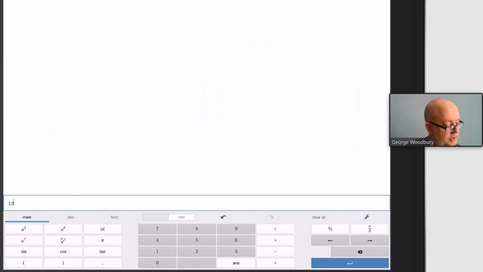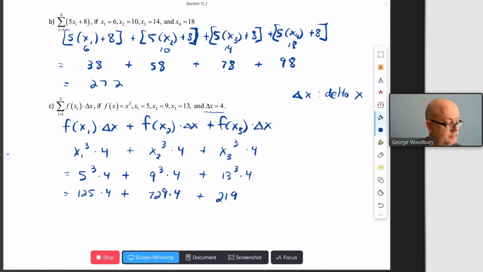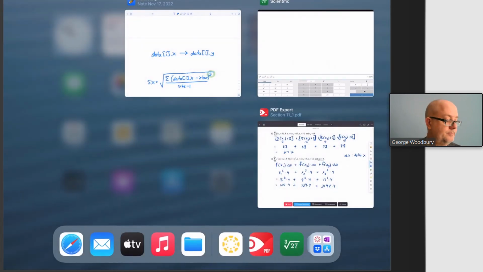First, let's see what 13 to the third power is. That's 2197. And I'm going to show you how to do the whole thing right here in Desmos. So it was 5 cubed times 4 plus 9 cubed times 4 plus 13 cubed times 4. And there we get 12,204.